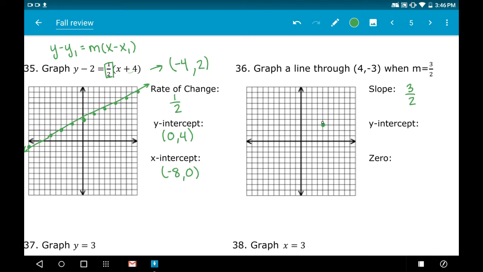Then our slope is, not 1/2, 3/2. So I go up 3, right 2. Or down 3, left 2. And once you have that, we can make our line. So looking at our graph, our y-intercept is at (0, -3), and our x-intercept right here at (2, 0).